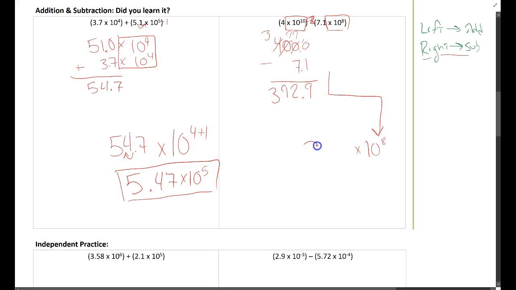So I get 392.9 times 10 to the 8. But again, this is bad scientific notation. I cannot have 392. That is not between 1 and 10. So I move this 1, 2 times. I get 3.929 times 10. Well, I moved it to the left, so I add 2 to the 10.